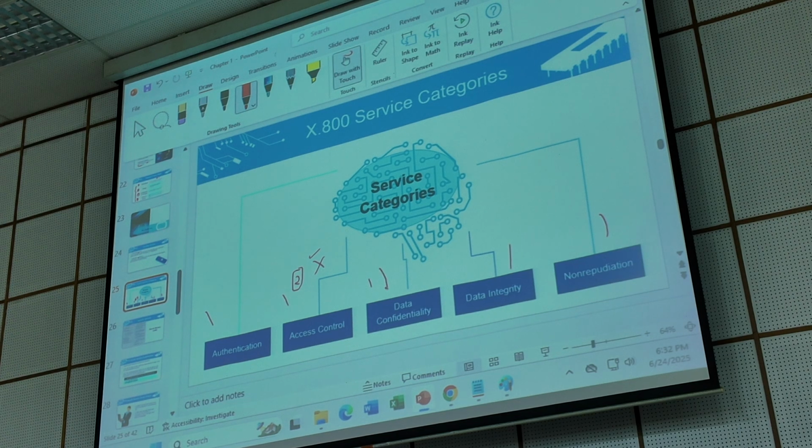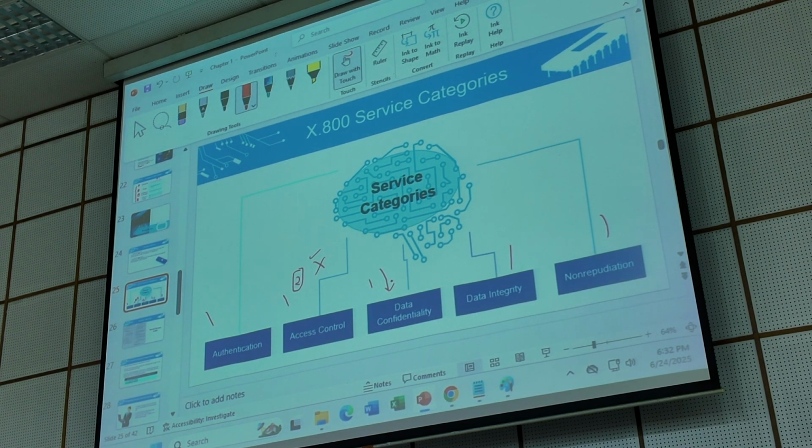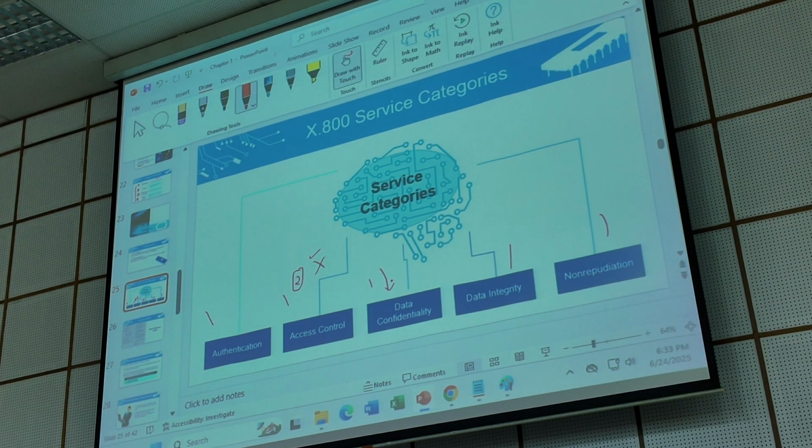What is data confidentiality? The data is confidential. How do you keep the data? How do you protect the data? You can also use encryption techniques.